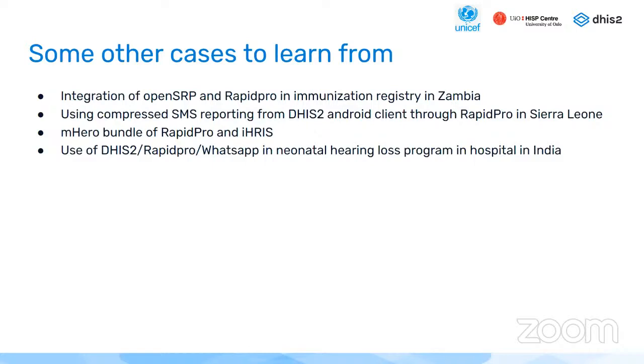Again, I'll mention it briefly. We know that the MHero project, which essentially at its root combines RapidPro and IRIS, the Health Worker Registry, was quite significant, I think, in terms of some of the things that they tried to do, and some of the learnings and patterns, particularly around the use of FHIR, which I think are important to learn from.